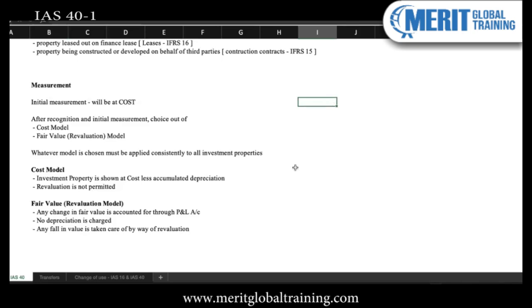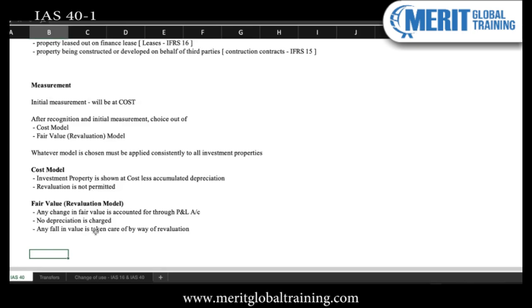What is depreciation? Depreciation is a systematic reduction in the value of an asset. Here, in case of investment property, any change in fair value is automatically getting recorded through P&L, so no need to record depreciation all over again. And any fall in value is taken care of by way of revaluation, which means no need to record depreciation separately. Now, with that in mind, see, there's a difference when you look at IAS 16. If you are using the fair value model or the revaluation model, the change in fair value gets routed through revaluation surplus OCI.